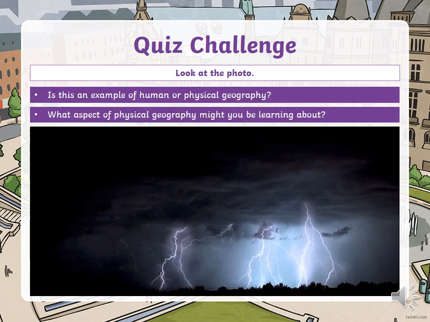Oh, look at this one. This one looks to me to be very dramatic. Human or physical? What do you think? Yeah, absolutely. I would say physical as well. Big, stormy weather, looking at lightning and how it strikes would definitely be an aspect of physical.